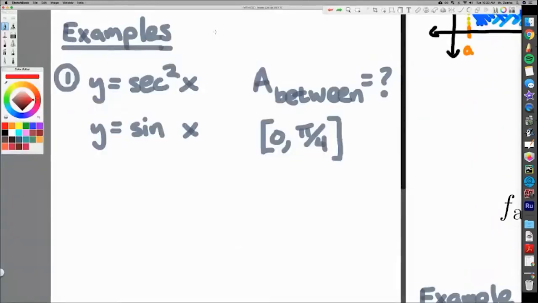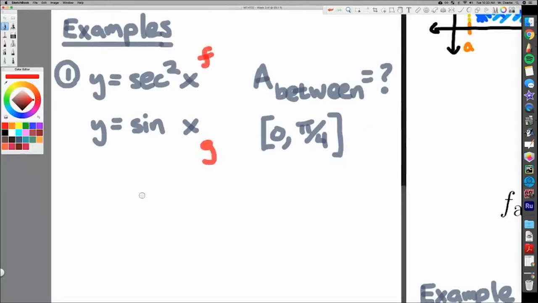All right, cool. All right, here we go. So this is going to be our F. This is going to be our G. Again, if you switch the order, just make sure you make it positive.